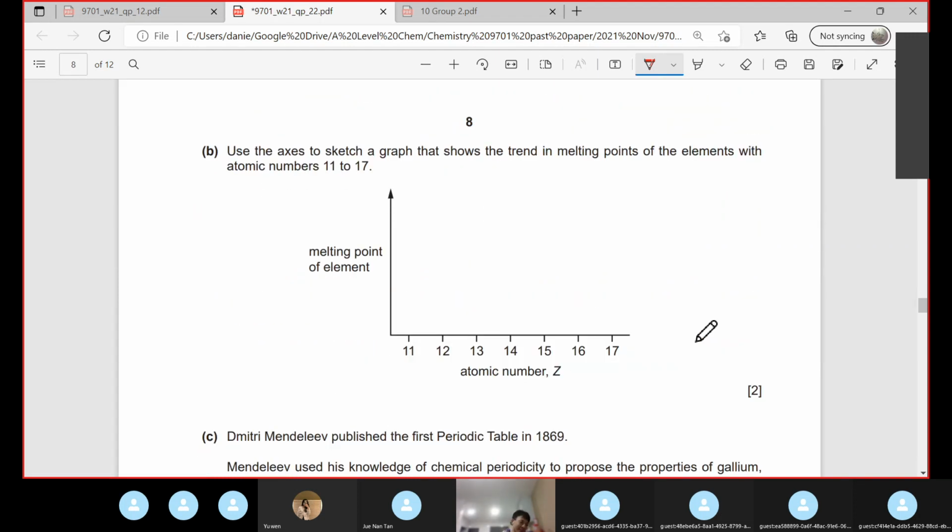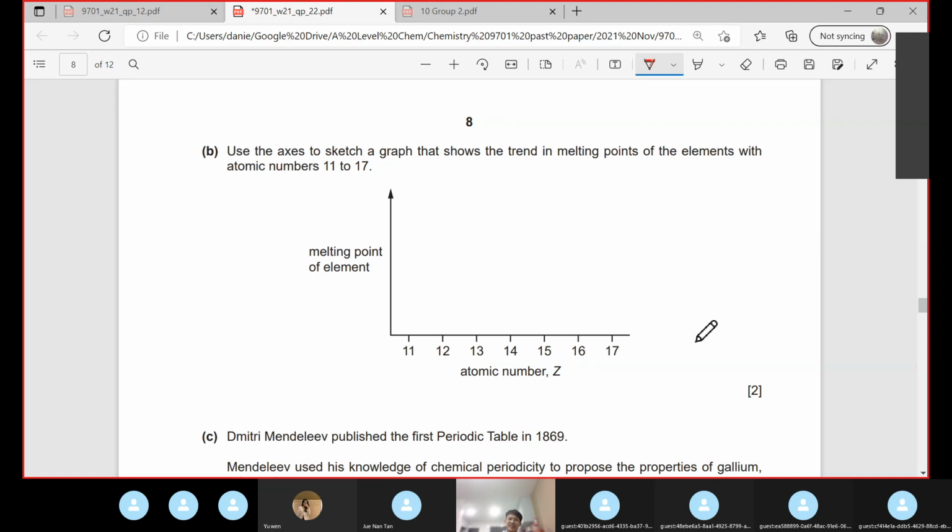Okay, B. This one is quite surprising when I look at this question, as they come out with graph sketching. I never expected it to come out. As I remember in the syllabus, they ask about describing the trend. In your notes you are provided the graph, but I don't think you memorize it, right?